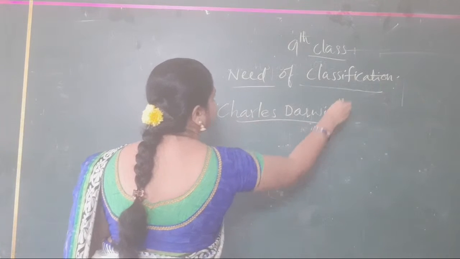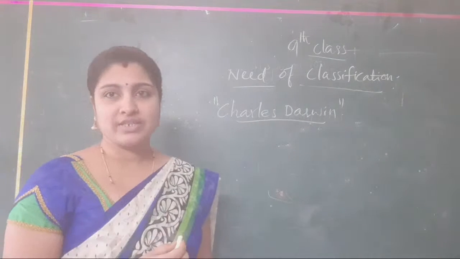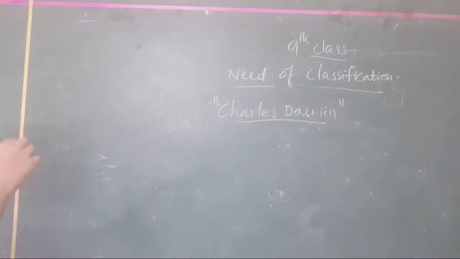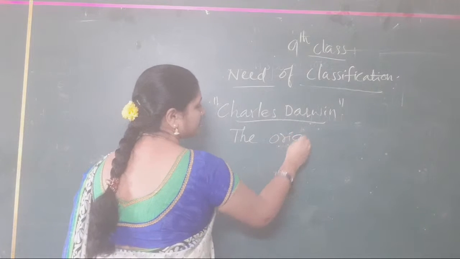So who is that? Charles Darwin. Who is that? Charles Darwin. In his book, what is that? In his book he has mentioned the classification. So what is the book? Origin of Species.